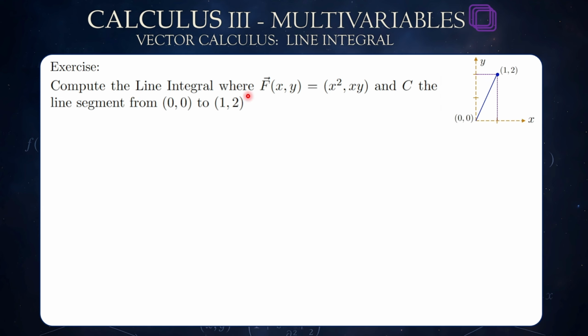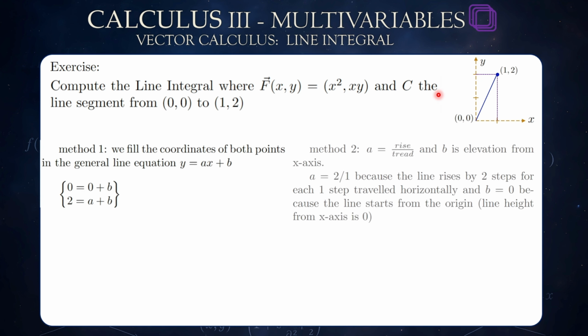Compute the line integral where F(x,y) is equal to (x squared, xy) and C is the line segment from point (0, 0) to (1, 2). So let's trace the path. It is from (0, 0) to (1, 2), which is a line. Okay, what is the equation of the line? We have two methods in finding the line equation.